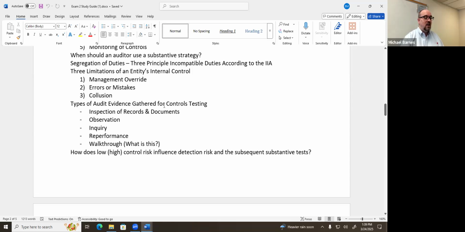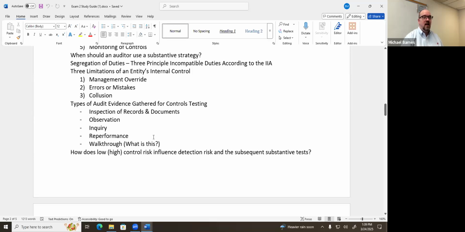The types of audit evidence gathered for controls testing. There are 5 of these. Make sure you know all 5 of them that are listed here. Not just the names of them, but what they all represent and how they're used in controls testing, okay? Do not forget them. Do not add things in there, okay? Do not add different tests.